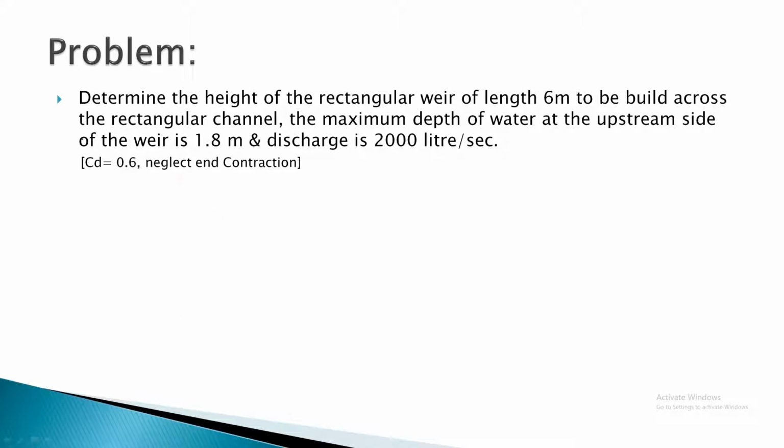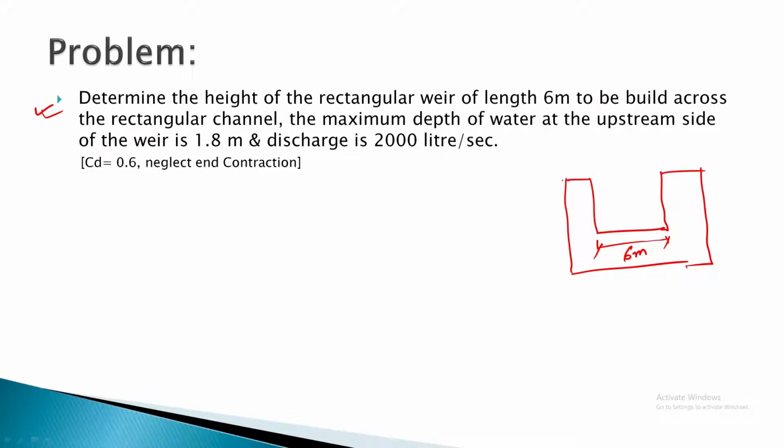Okay, so here the question says: determine the height of a rectangular weir of length 6 meter. This is actually the crest length. All of you already know that if you consider the weir or notch, this particular distance is the crest length, and it is given as 6 meter. Now what other details are given? Let's see. A weir of 6 meter to be built across the rectangular channel. Yes, it is a rectangular channel, we already drew this. The maximum depth of water at the upstream side of the weir is 1.8 meter.